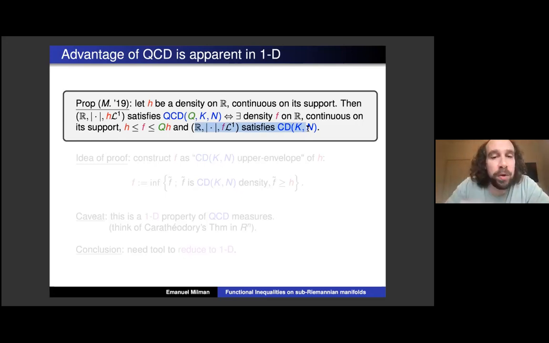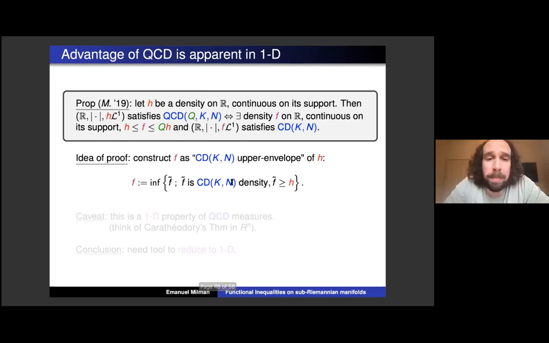And in your modification, you didn't pay too much of a price. So the new density f is sandwiched between h and q times h. So up to a factor of q, you changed, but then you get exactly CD(K,N). The proof is very simple. Basically, you construct f as a CD(K,N) upper envelope of h.